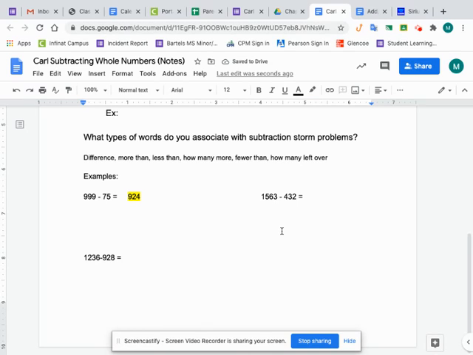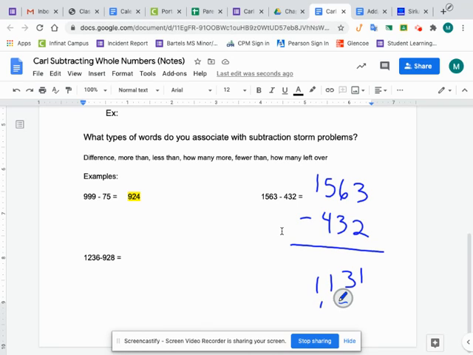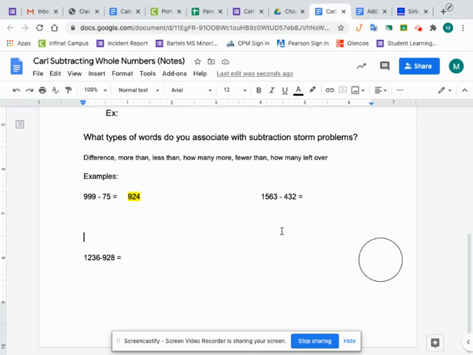Moving on to our next example, if I have 1,563 and I subtract 432, I go ahead and do my subtraction. I get 1,131. The comma's not necessary, but obviously we can go ahead and put that in. So 1,131 is my final answer.